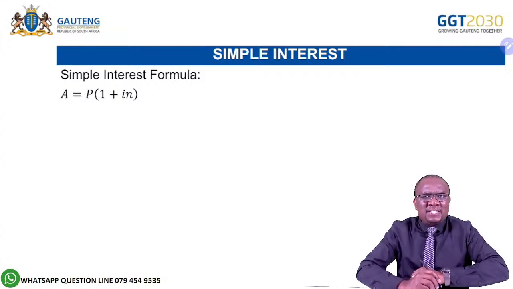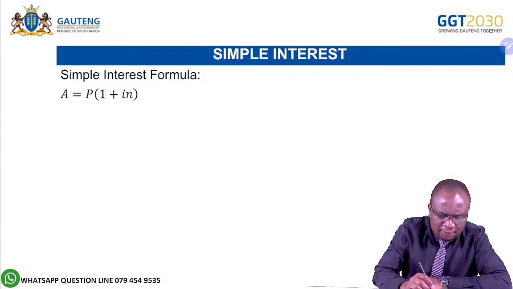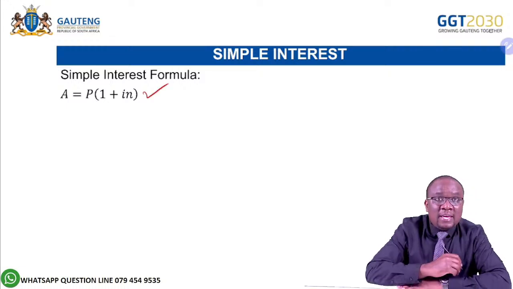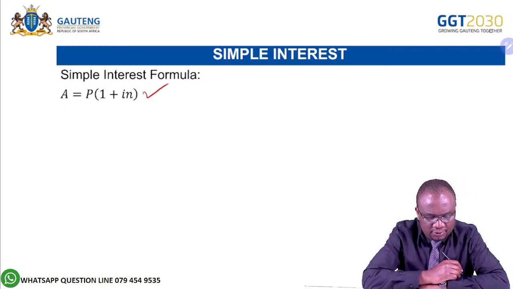This is the formula. Write it down. Write down the formula for simple interest. A is equal to P times (1 plus IN). Write down the formula for 30 seconds. Write down the formula, simple interest formula.